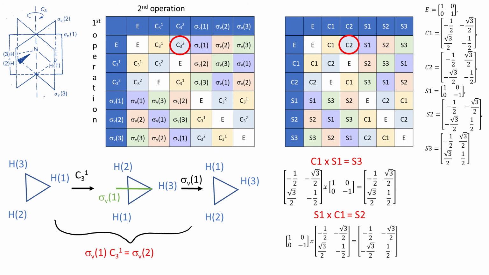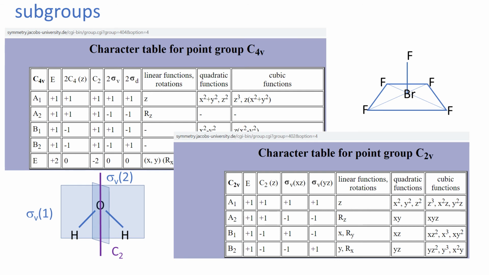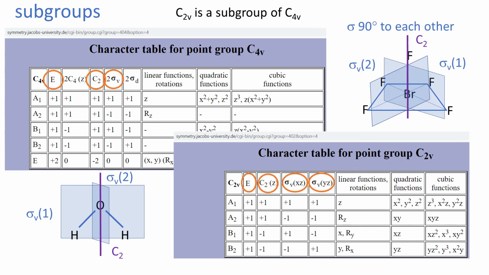The next thing I want to mention are subgroups. We already know that water is C2V, it has two sigma V's, C2 and E. Now please look at this C4V molecule and notice that it has the same symmetry elements plus a couple more. So we say that C2V is a subgroup of C4V. You might occasionally find it helpful.